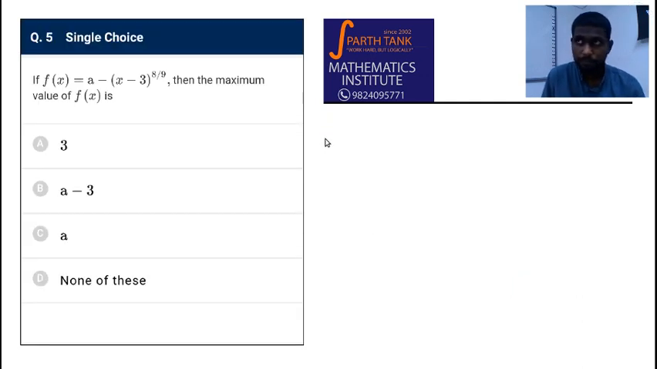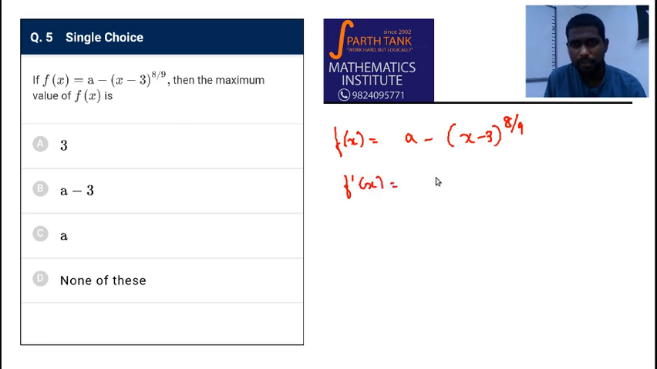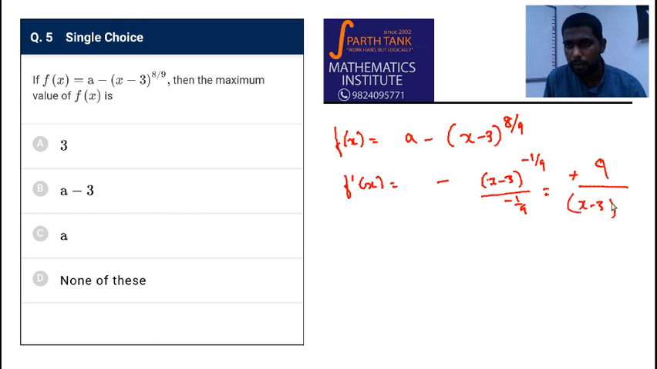Question number 5. f(x) = a - (x - 3)^(8/9). The maximum value of f(x) is how much? Now, the obvious way of finding the maximum or minimum here is to differentiate this. When you differentiate, what do you get? f'(x) will be 1 minus (x - 3)^(-1/9) times (-1/9), or this becomes minus, or let's say plus, 9 by (x - 3)^(1/9).